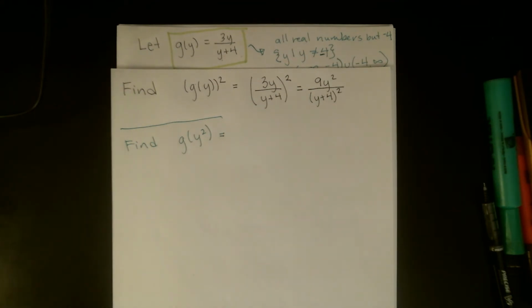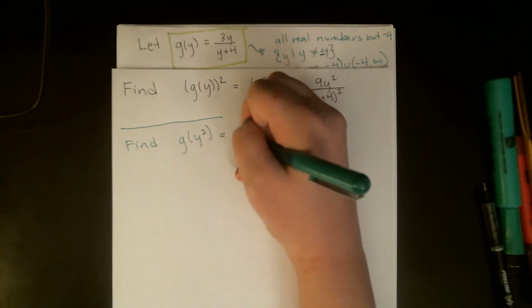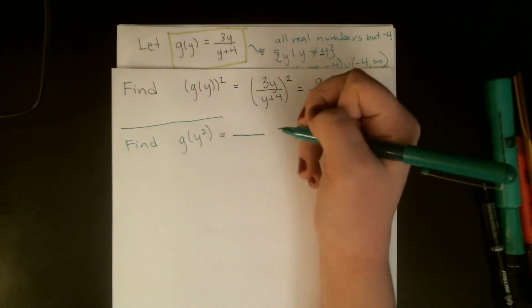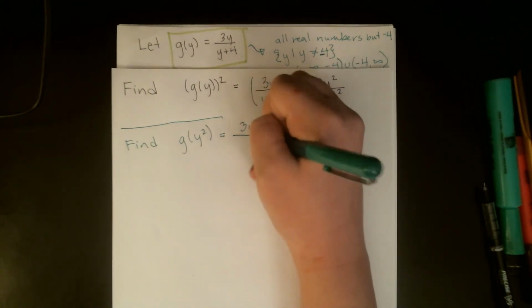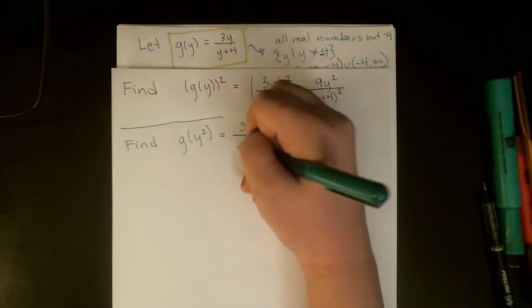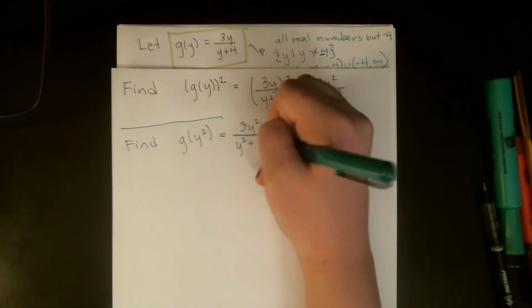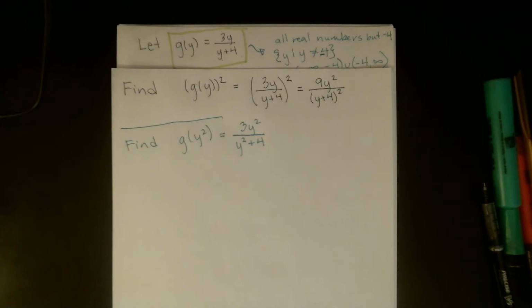So this is messing with our input, not our output. Function g is going to take our input, y squared, and multiply it by 3. And that will be the top of our fraction. The bottom of our fraction will be our input plus 4. And I don't see anything else that I think needs to happen here.